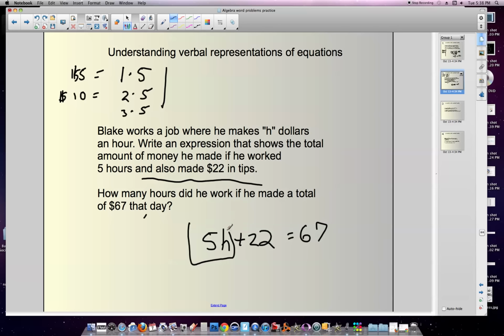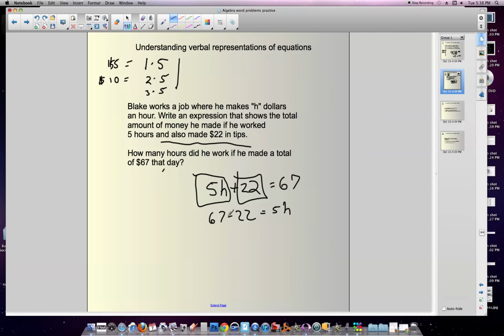We have this one term, 5h, and when we add it to 22, we get 67. So if we take 67 minus 22, right? If we take 22 away, we'll be left with the 5h. And we could say, okay, well, 67 minus 22, what is that? Well, that's 45, right? So 45 equals 5h.